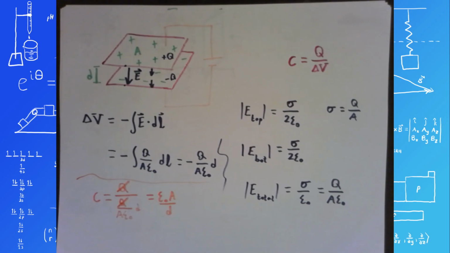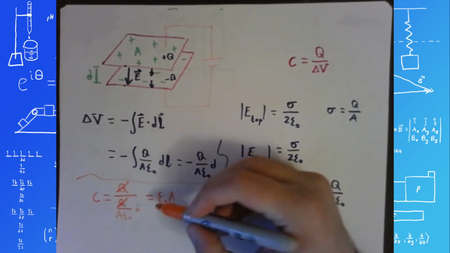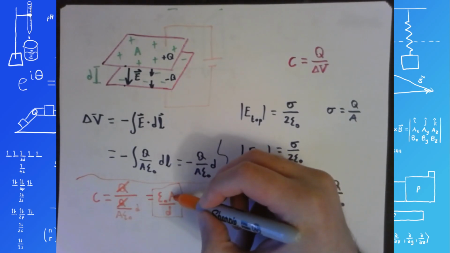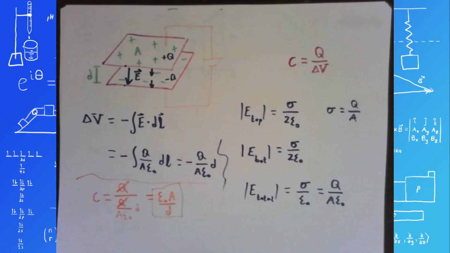Okay, so if you've already seen capacitors in class, then you've probably been told that capacitance is solely a function of the geometry of the capacitor, and this is proof of it. You've got a physical constant, and then the only other factors are area and distance. Those are all about the geometry of the capacitor. So for the parallel plate capacitor, this is how we define its capacitance.